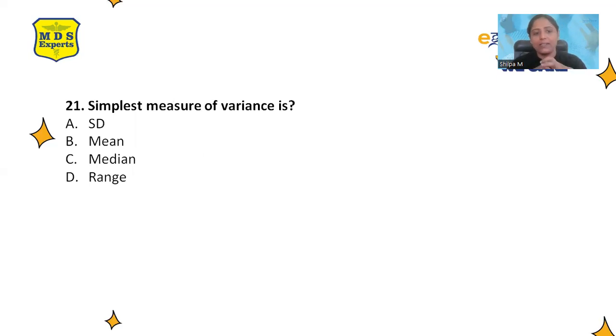Coming back to biostatistics, the simplest measure of variance is. Measures of central tendency I already discussed: you have mean, median, mode. Measures of dispersion or variance: you have standard deviation, mean deviation, and the simplest measure is range, whereas mean and median are measures of central tendency. So the correct choice is choice D, that is range.